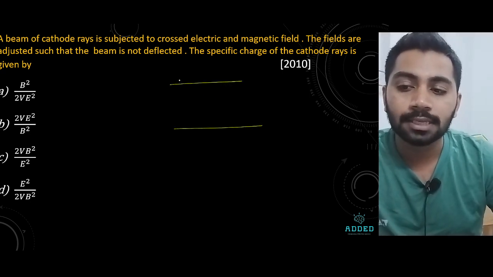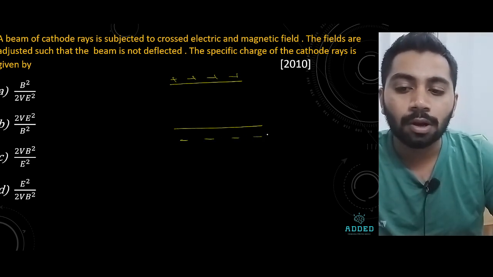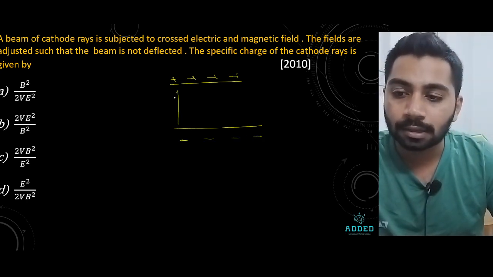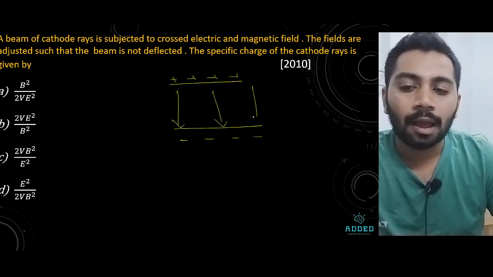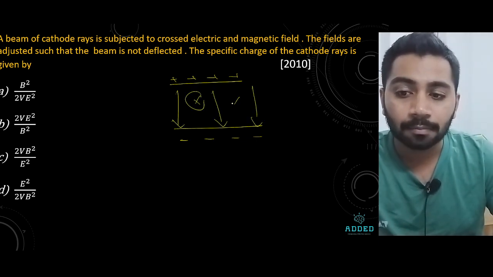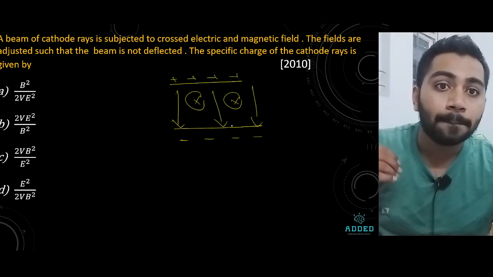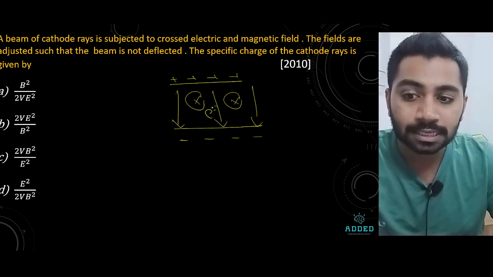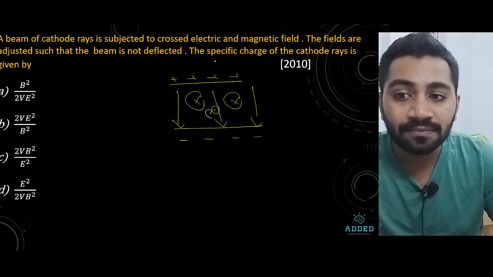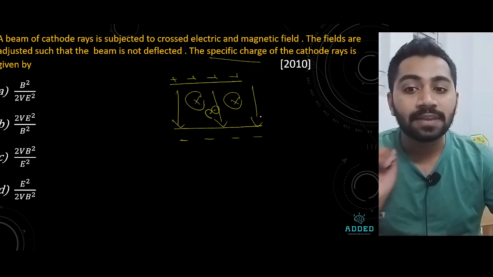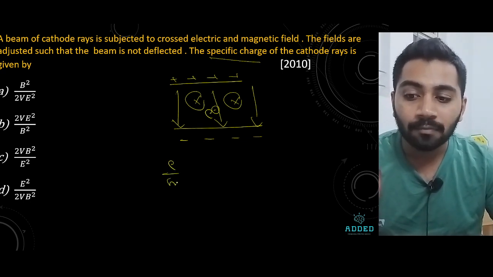Now boys and girls, we are keeping anode on one side and cathode on the other, and we are applying some electric field, and to that we are passing some magnetic field perpendicularly. In this we are putting some electron. At that time, what is the specific charge value? Specific charge value means e/m value.